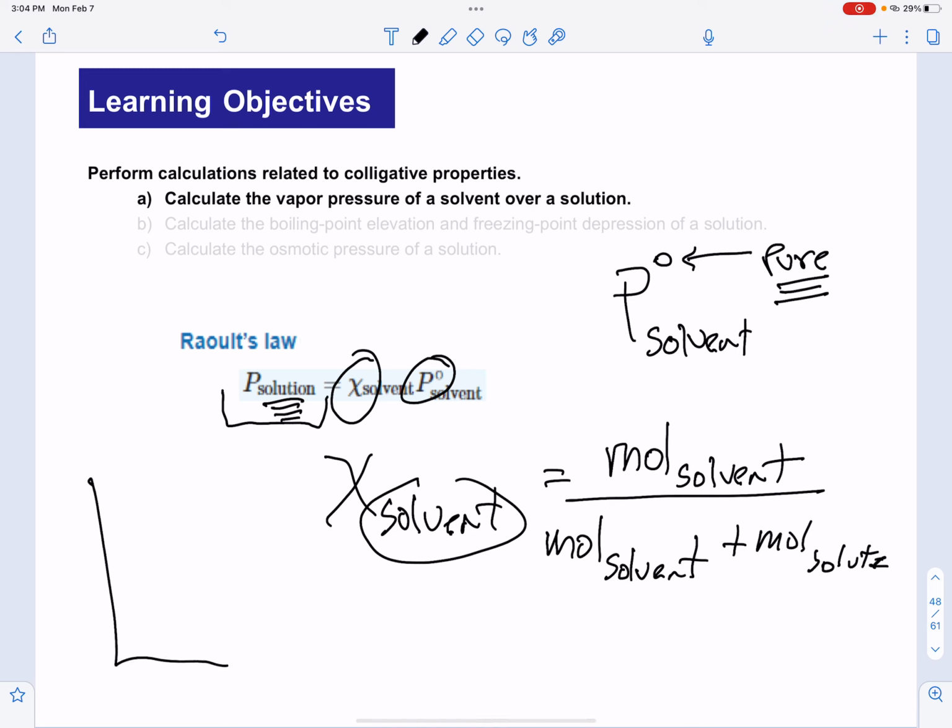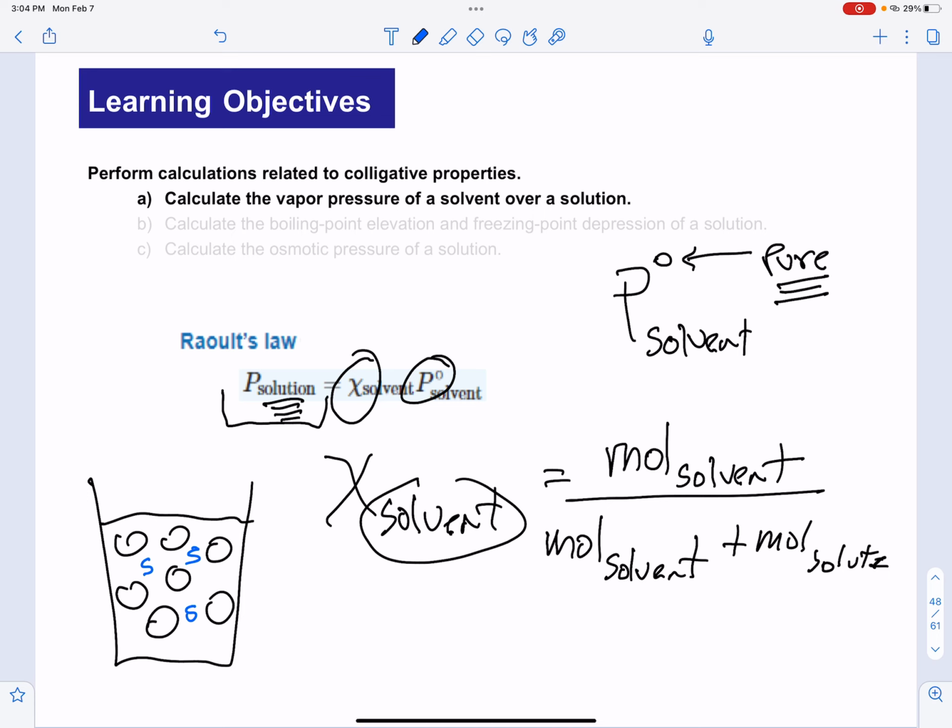So if we have a glass of water, with water molecules, water molecules, and water molecules, but we also have a solute, right? Then the only thing that is escaping, because we're assuming that the solute is non-volatile, is going to be some molecules of water. And they're going to put pressure on the surface. So this is my pressure of the solvent over the solution. So that's what I'm measuring.